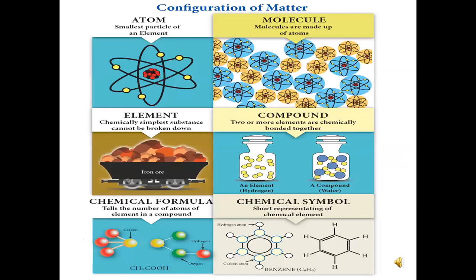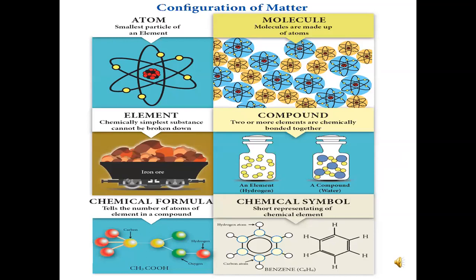Configuration of matter. These are the configuration of matter. First one atom, second one molecule, then element, compound, chemical formula, and last one chemical symbol. First one, atom is the smallest particle of an element. Every matter is made up of atoms. Second one, molecule. Molecules are made up of atoms.